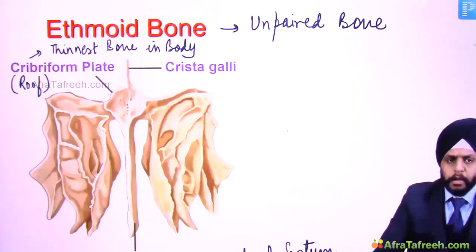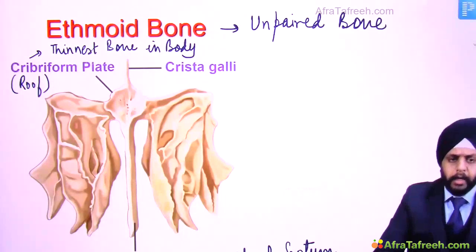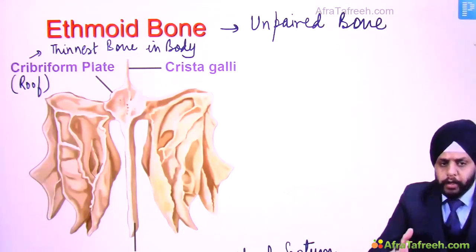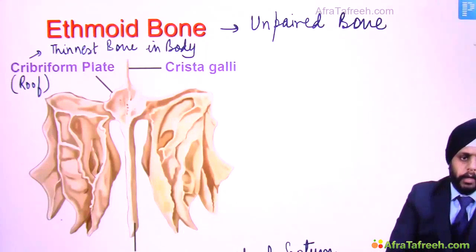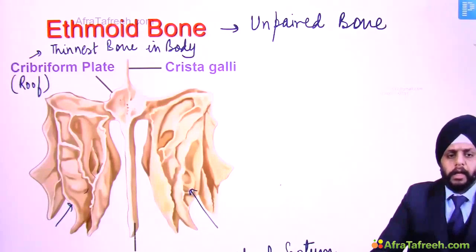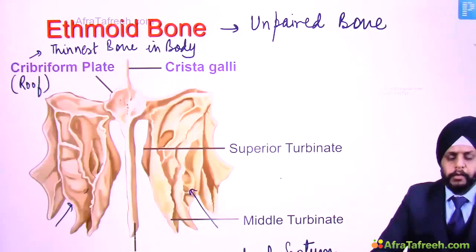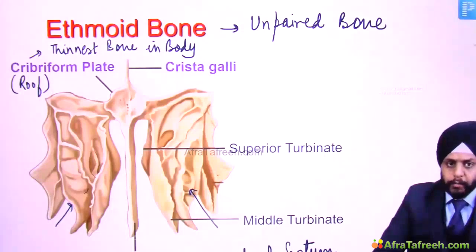Right, now on the two sides of this cribriform plate, you can see that there is a group of air cells. Now what are they forming? Number one, you can see that there is formation of the middle turbinate and the superior turbinate. What else is this forming? It is forming over here the lateral wall of the orbit.